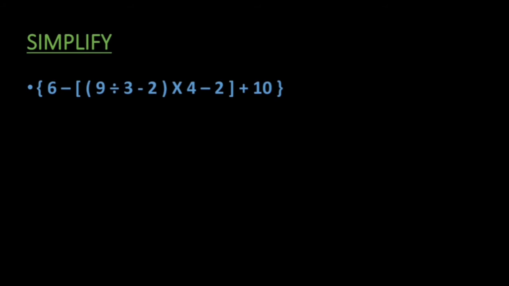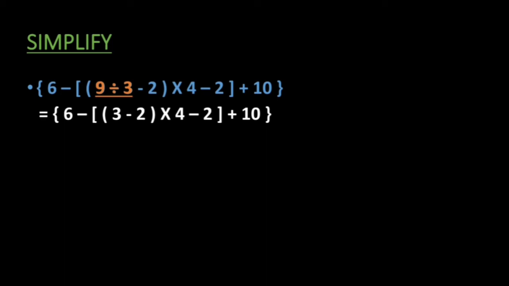Now this is the second problem. In this second problem also we can see we have parenthesis, square bracket and flower bracket. So first we are going to simplify the parenthesis. In the parenthesis we have 9 divided by 3 minus 2. Here we have division and subtraction both. First we are going to do the division, that is 9 divided by 3. Instead of this we are going to write everything same, but in place of 9 divided by 3 we are going to write 3, because 9 divided by 3 equals 3.